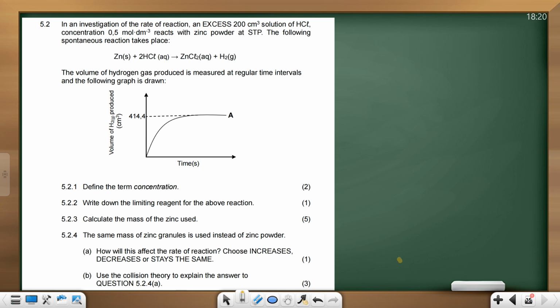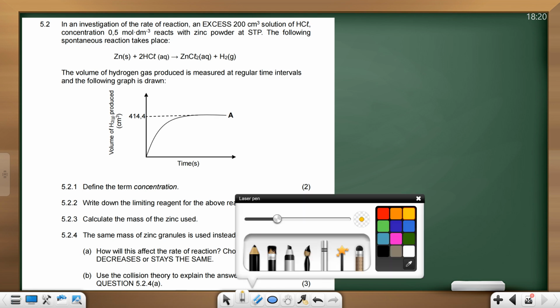Write down the limiting reagent for the above. Go back. This one is easy. The problem is we don't read. They said excess of HCl. So which one is limiting? Zinc. But somebody is busy calculating now. It's zinc. We're done.